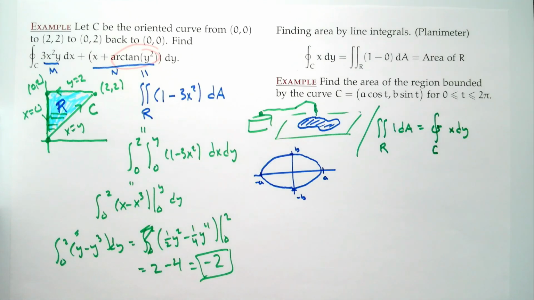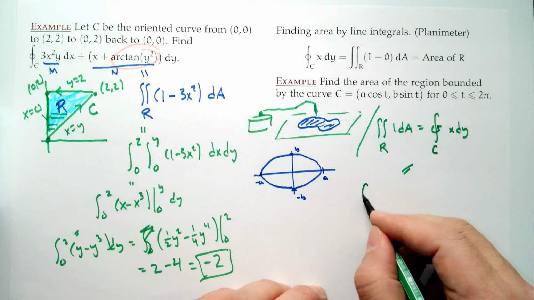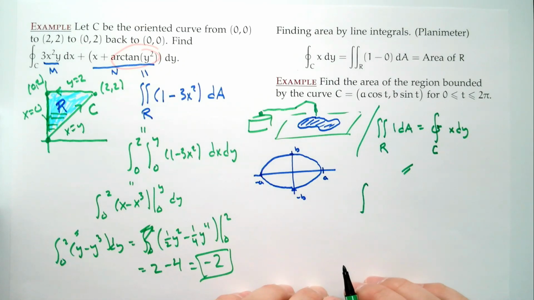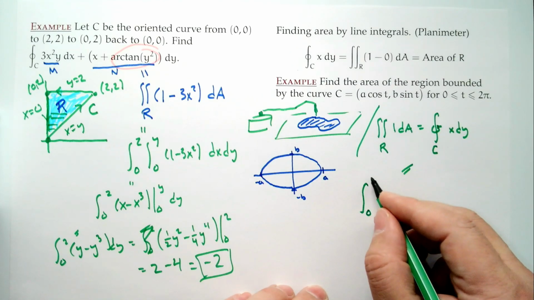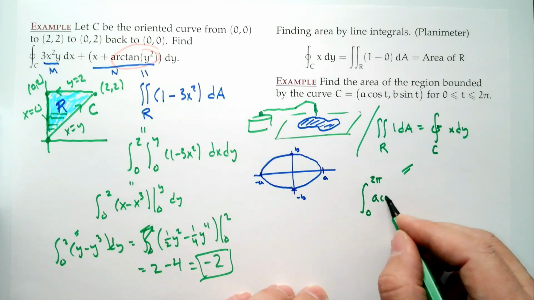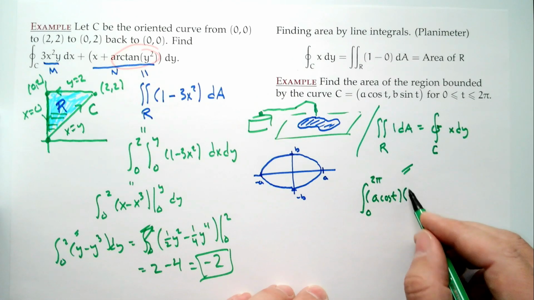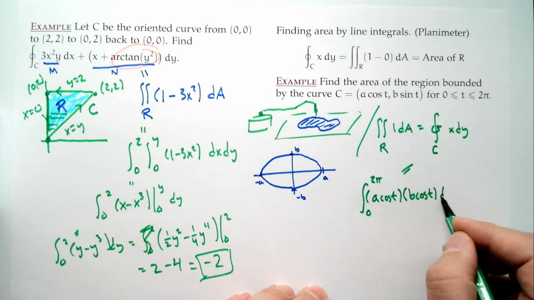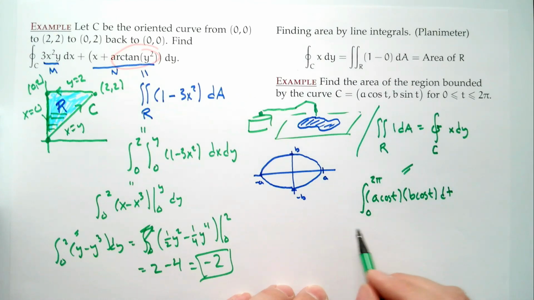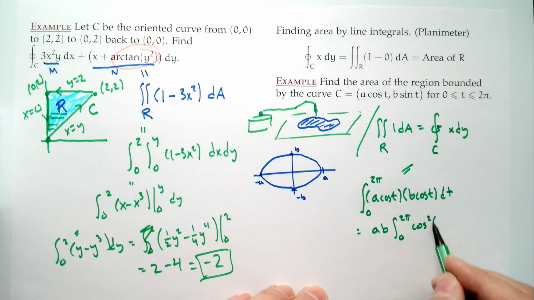So how do line integrals work? Well, they work the same as all our line integrals. So this will be an integral. We turn everything into t. So what are the bounds? 0 to 2 pi. What does x become? A cosine t. And what does dy become? B cosine t. And then there's a dt. Now, a and b are constants, so they can come out of the integral, 0 to 2 pi of cosine squared.